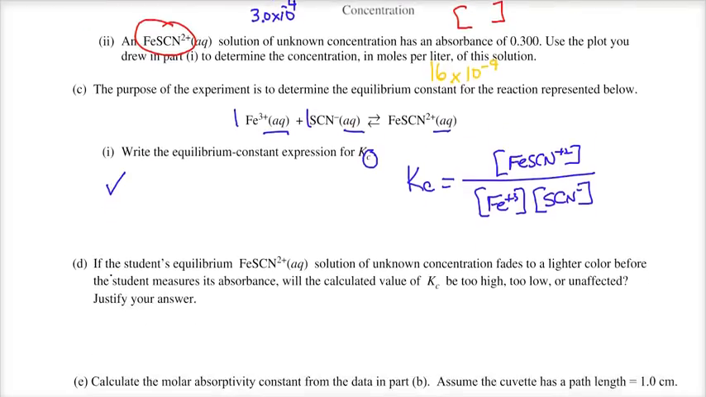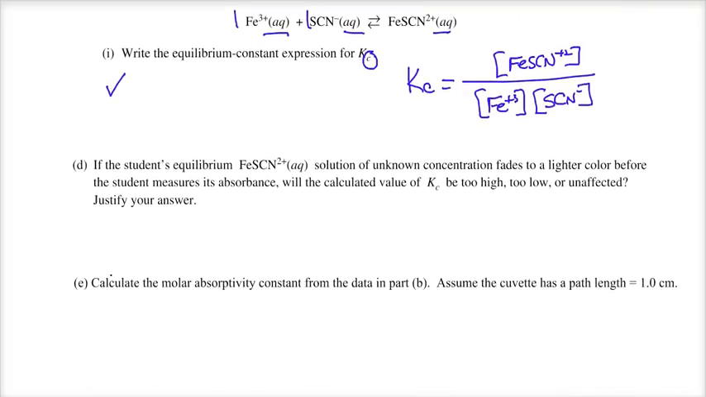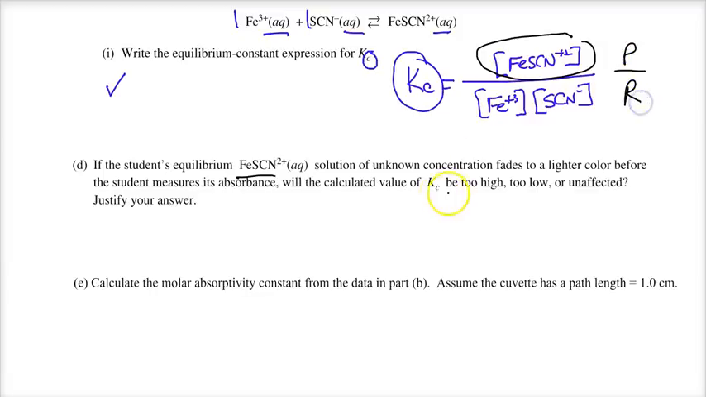D, if the student's equilibrium solution fades to a lighter color, remember, you're solving for equilibrium based on these values. What does that mean? That means there's less stuff in the cuvette. It's less concentrated. The molarity is going to drop. Before the student measures the absorption, will the calculated value of Kc be too high?